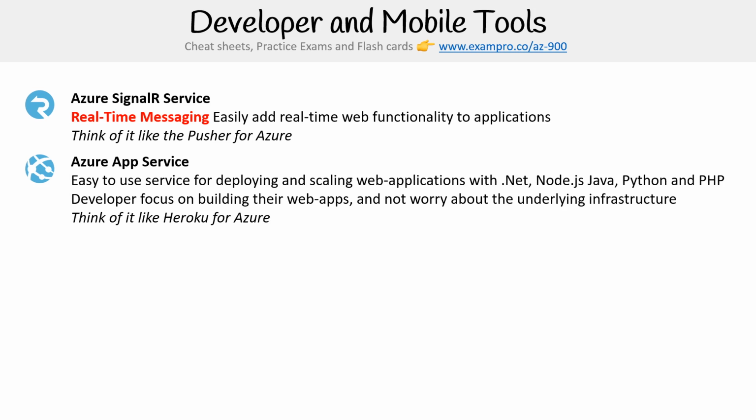The next we have is Azure App Service. So easy to use service for deploying and scaling web applications with .NET, Node.js, Java, Python, and PHP. I'm a bit sad I don't see Ruby in there, but what are you gonna do? So it's for developers who want to focus on building their web apps and not worry about the underlying infrastructure. So if you've ever used Heroku, think of it like that, but for Azure.